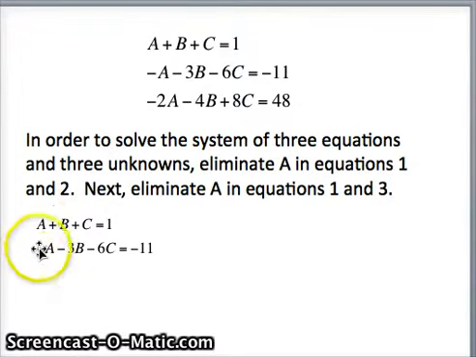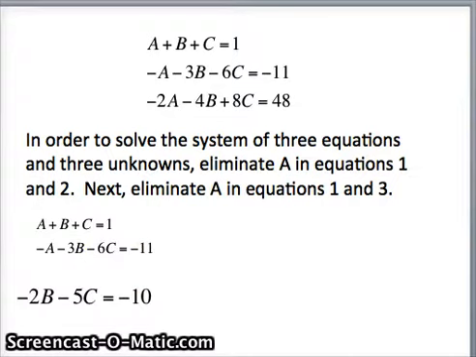So here we go. Here's equation 1 and equation 2. To eliminate the A's, we add these two equations together. A plus negative A, 0A. That's gone. B plus negative 3B, negative 2B. C plus negative 6C, negative 5C. 1 plus negative 11, negative 10. So the resulting equation there is negative 2B minus 5C equals negative 10.